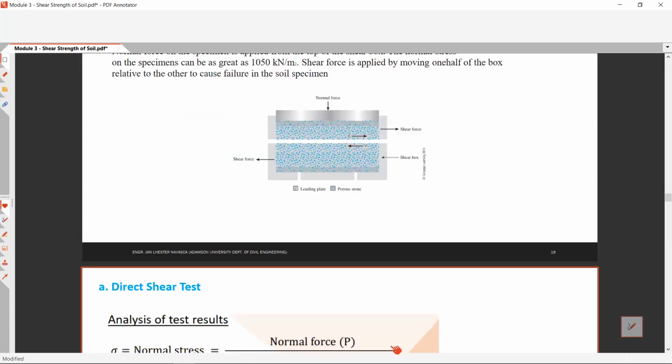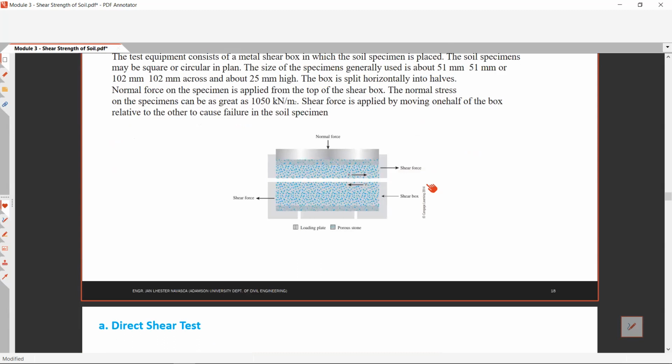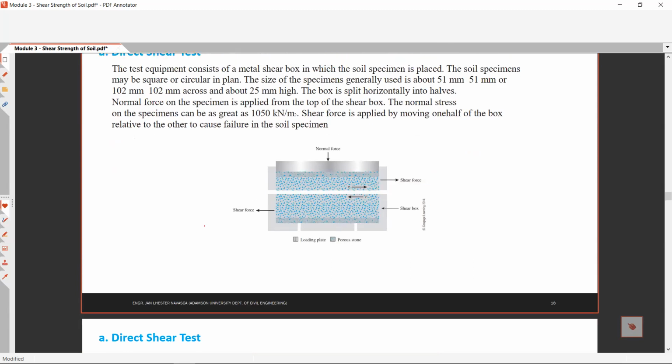Okay, so if we check the stress element, let's say we study the stress element over here. Yan, study natin itong stress element dito. So yung stress element dyan, tama ba na may normal force ka lang sa taas and may shear force ka, okay, may shear force ka dito. Okay, this one.